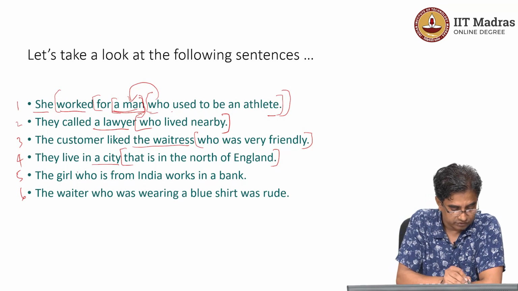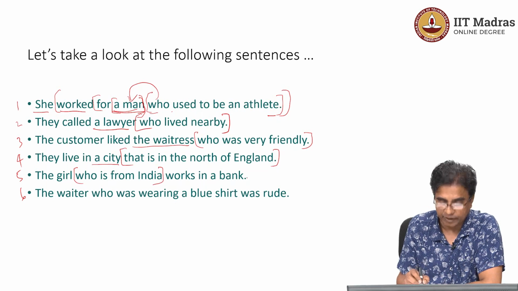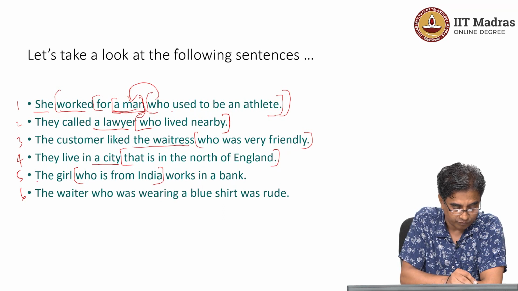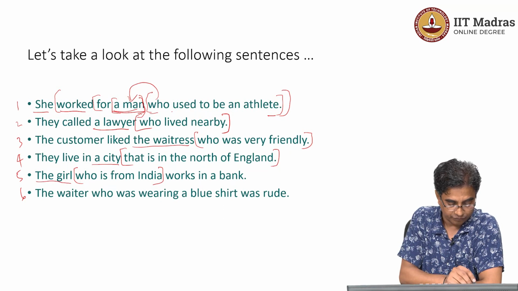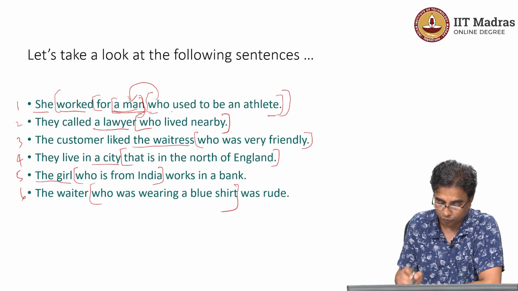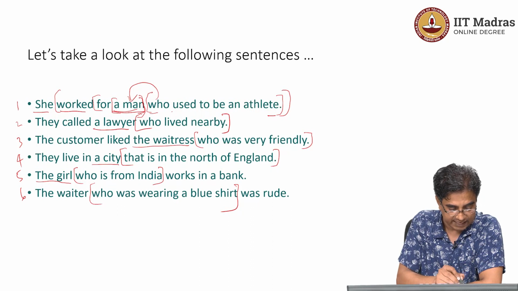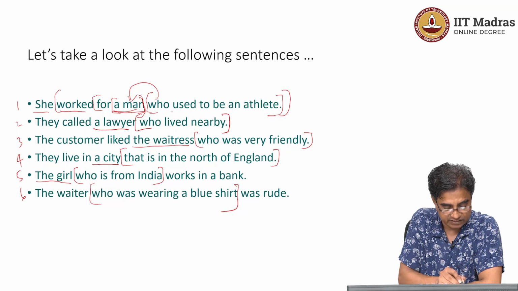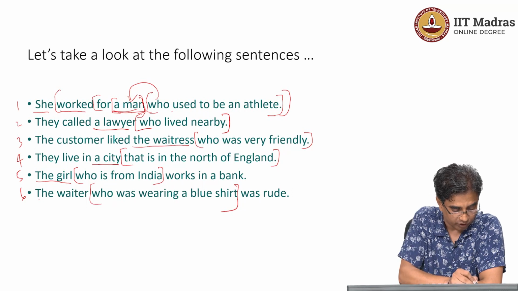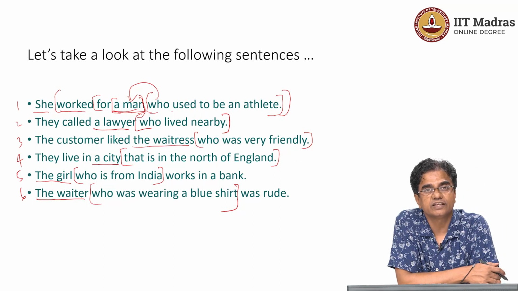The girl who is from India works in the bank. This part is a relative clause and it is modifying the girl. The waiter who was wearing the blue shirt was rude. So, in this case, in the sixth sentence, the relative clause "who was wearing a blue shirt" is modifying this noun, the waiter. So, what's going on here?